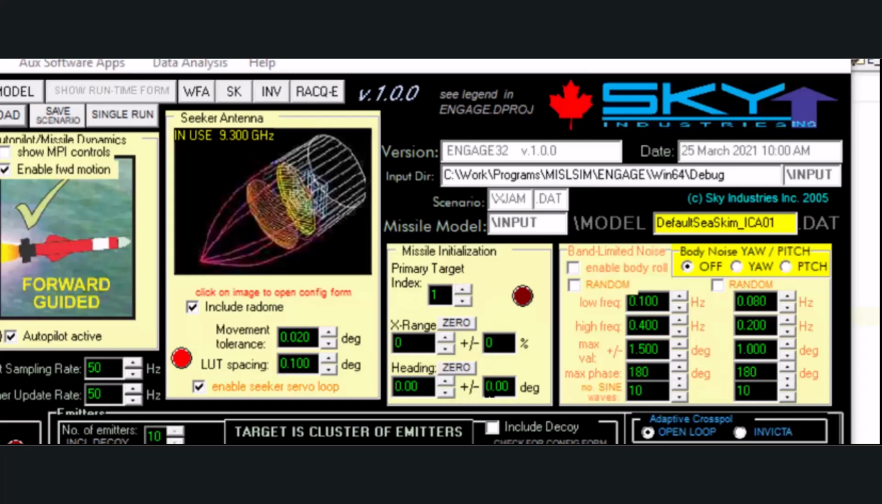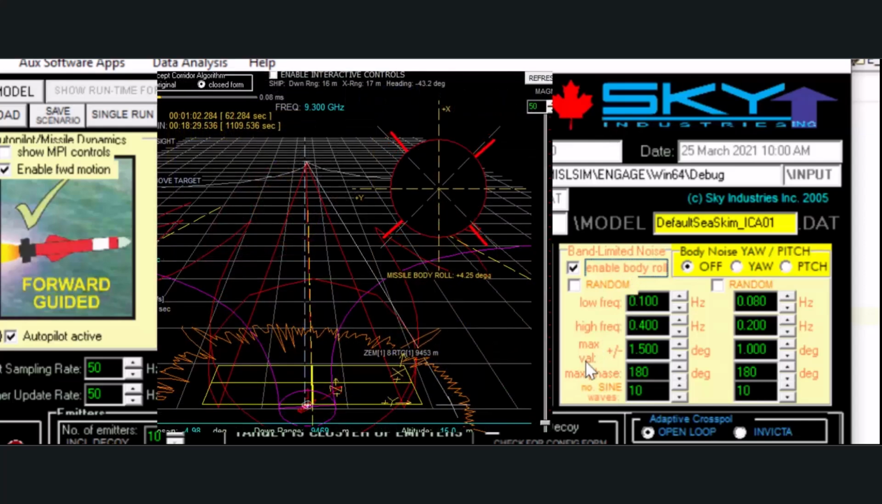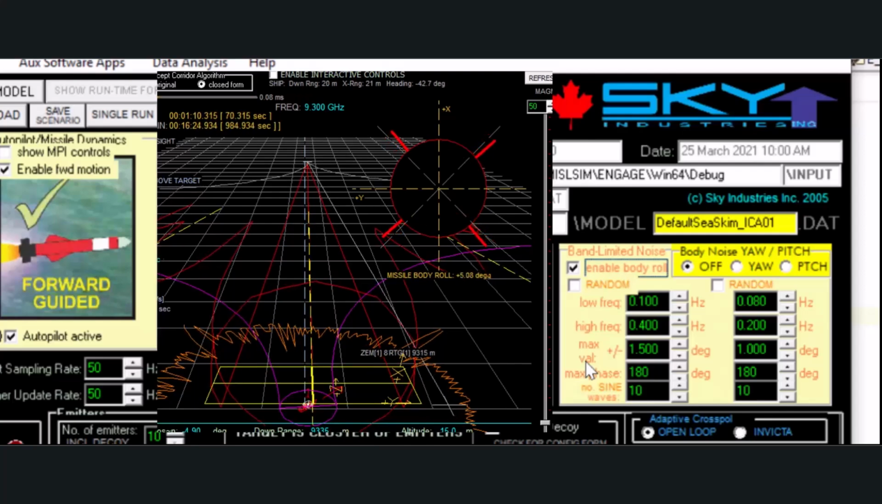So that takes care of what the missile is doing, where it is and where it's headed. This box here has to do with noise. If we click this checkbox, we enable missile body roll. It's a heuristic. There's no roll autopilot. There could be, but there isn't. So this just adds band-limited noise to the roll position of the missile. That's important for cross-pole jamming, because if there's roll noise, it will couple to the cross-pole program. And we would want to see how that happens.